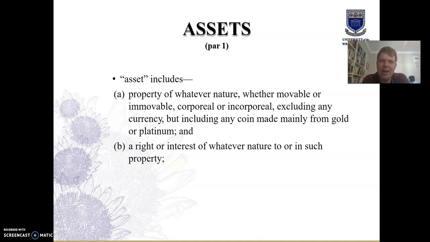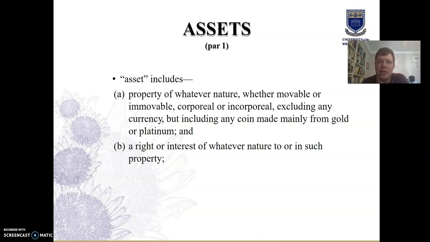Now, it says in paragraph 1, an asset includes the following: (a) property of whatever nature, whether movable or immovable, corporeal or incorporeal, excluding any currency, but including any coin made mainly from gold or platinum. And (b), any right or interest of whatever nature in such property. So, can you think of anything that is not either movable or immovable? It's going to be one of the two. Corporeal or incorporeal. That means you can touch it or you can't touch it. Well, that pretty much covers everything. So the only thing that gets away from CGT is currency.